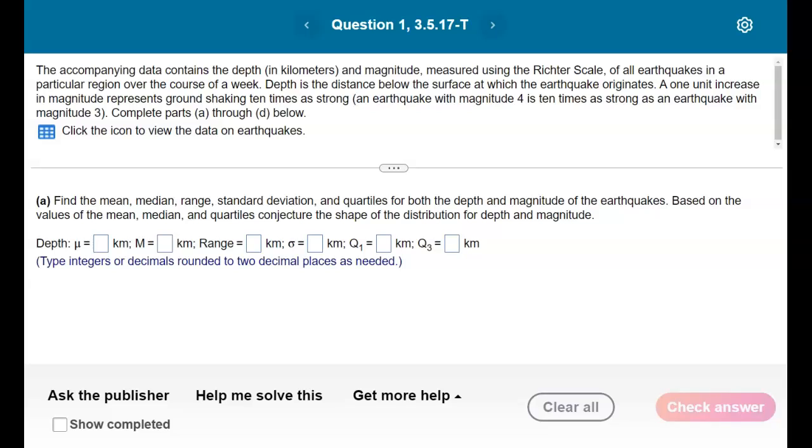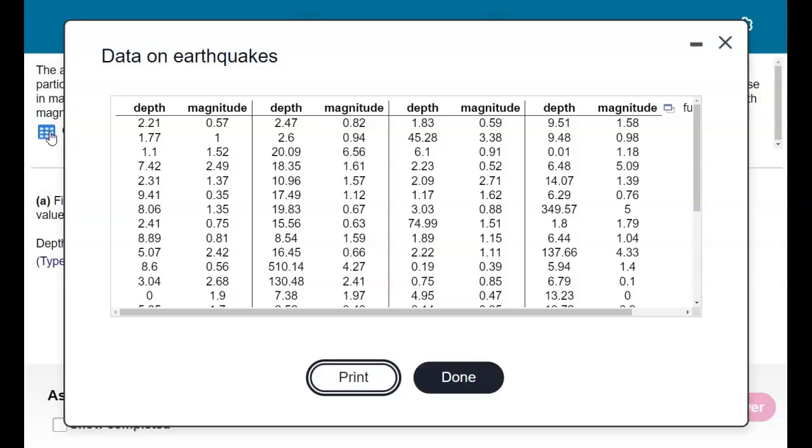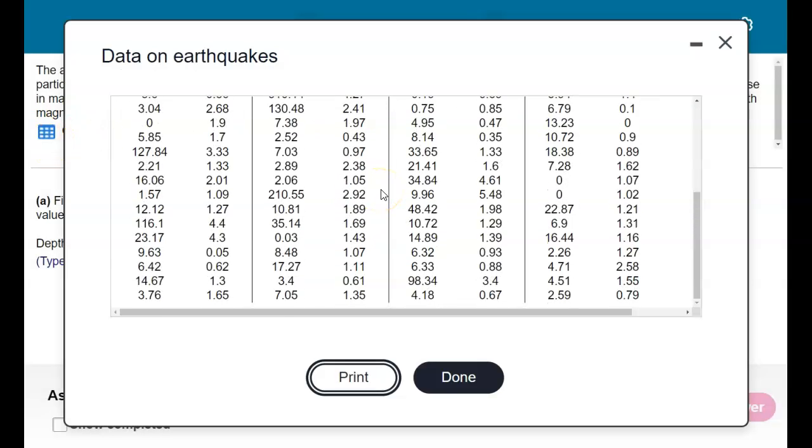Take a moment to pause the video to read through this full problem statement. And now that you've returned, what we're going to do is find several summary statistics for both depth and magnitude of these earthquakes. And if you have seen this problem already and clicked on the data table, you know there's a lot of data here.